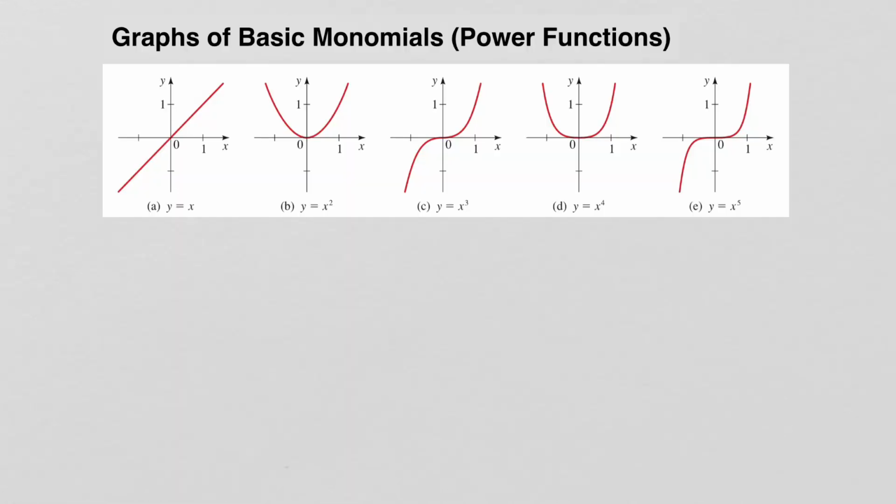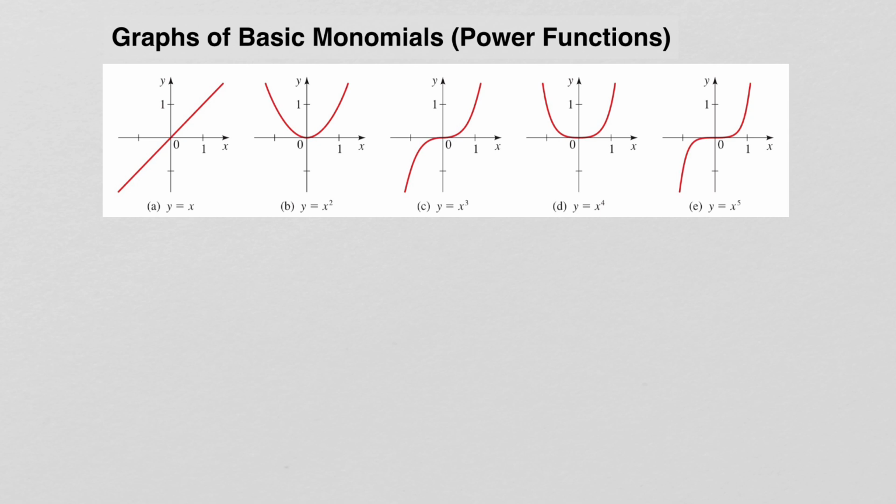Now, before we talk about graphs of polynomial functions, let's go back and remember the graphs of our basic power functions, which are also called basic monomials. Now, a monomial simply means a polynomial that only has one term. So for example, y equals x to the 1, y equals x squared, y equals x cubed, y equals x to the fourth, and y equals x to the fifth are all examples of basic monomials. And you'll notice that these are polynomials of degree 1, 2, 3, 4, and 5.